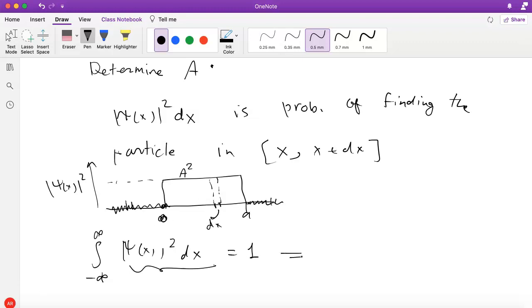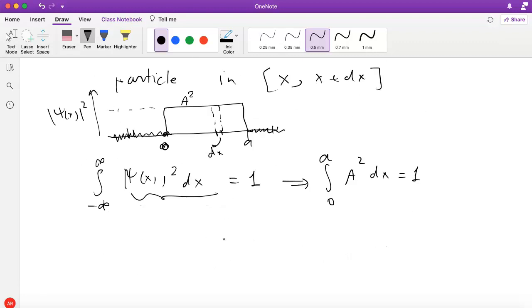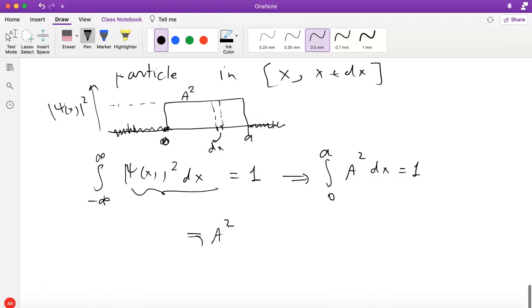It must be 1. Now this quantity, the integrand, is 0 outside this range, so for this particular problem it implies that the integral from 0 to a of the wave function squared, which is capital A squared dx, is 1. I factor out the A squared because it's a constant, so the integral from 0 to a of dx is just a. So that means A squared is 1 over a, and capital A becomes 1 over square root a.